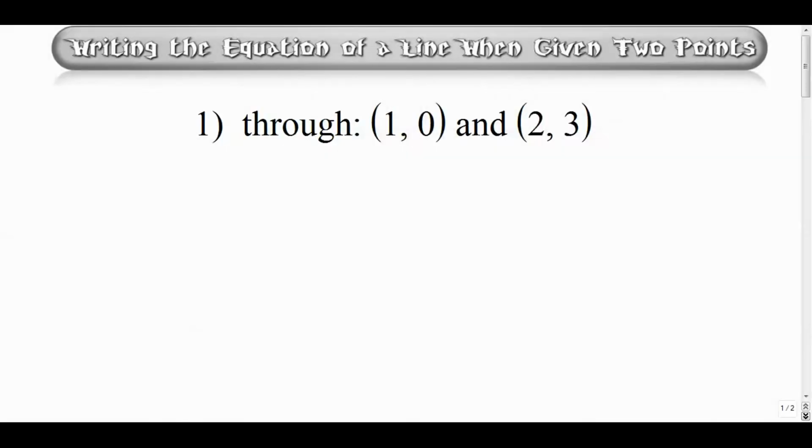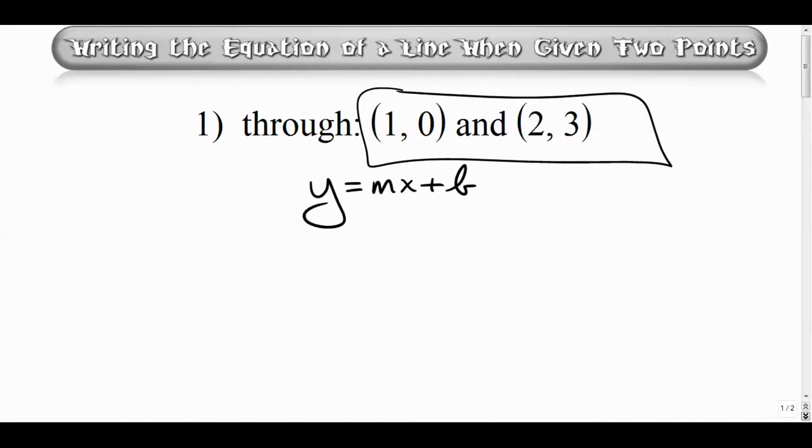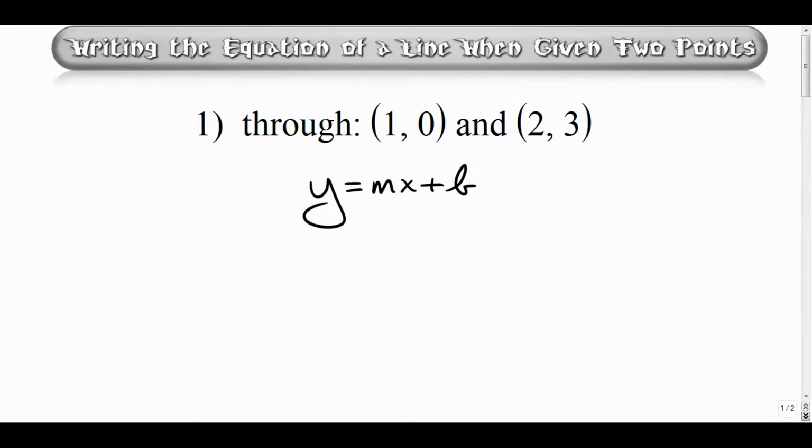Alright, here we go. Quick video on how to write the equation of a line when given 2 points. So right here, we're told that this line goes through (1, 0) and (2, 3). And our job is to come up with the function rule or the equation that fits those 2 points. And those 2 points, of course, will be contained in this rule.